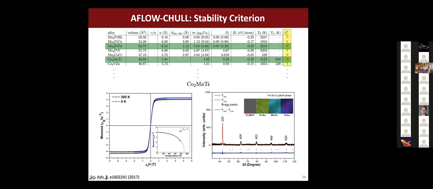So here's the data for one of these magnetic systems, cobalt, manganese, titanium, and in the study we show that we were able to actually calculate the Curie temperature, which is the transition temperature between magnetic and basically non-magnetic with temperature. We actually predicted the Curie temperature very well.